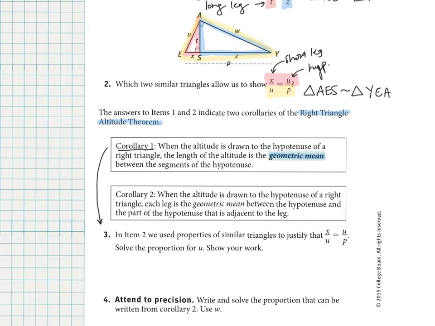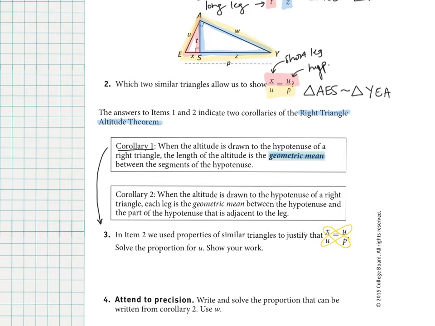So in item number 2, problem number 2, right? We use properties of similar triangles to justify this statement, this proportion right here: X over U is equal to U over P. Now it wants us to solve the proportion for U. So we're going to want to isolate U, get it by itself. In order to do this, we're going to have to do some cross multiplying. Remember that from one of our previous lessons. So we're going to cross multiply and set the products equal to each other.